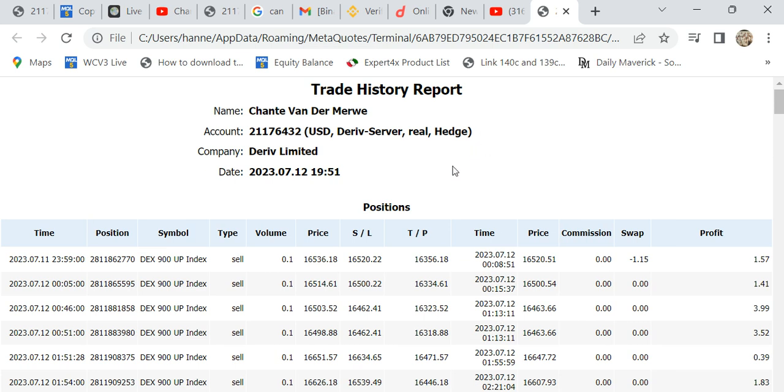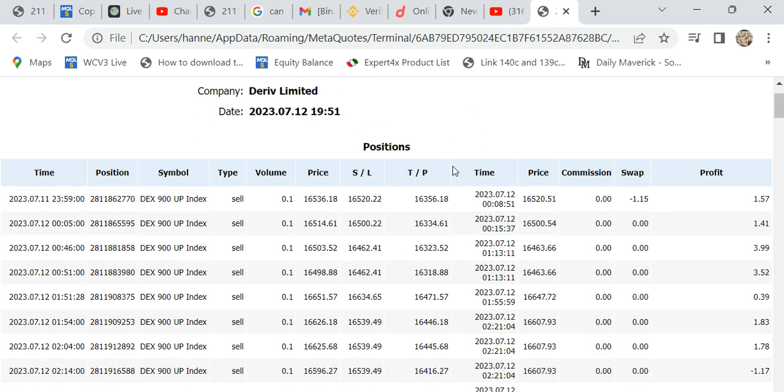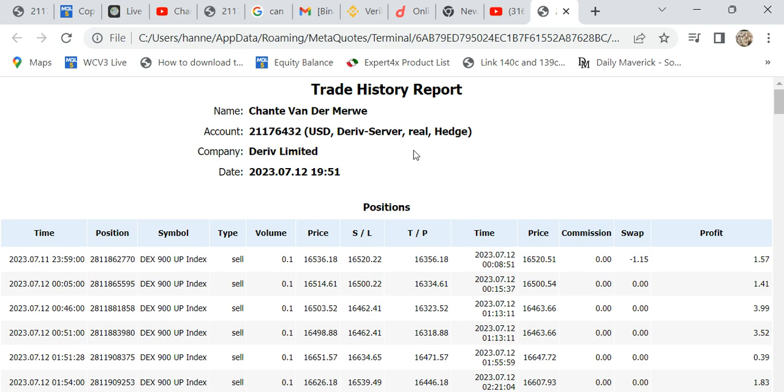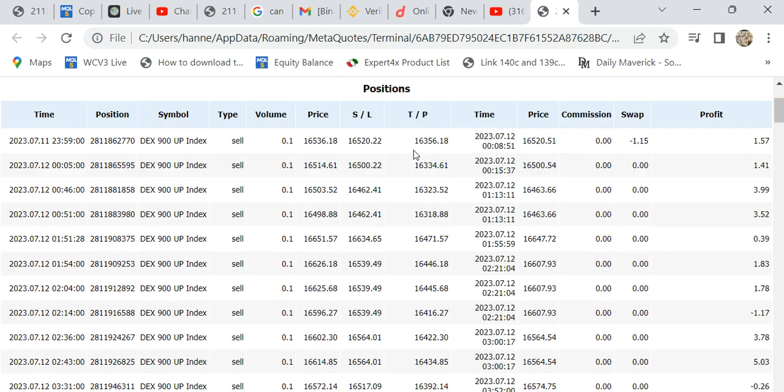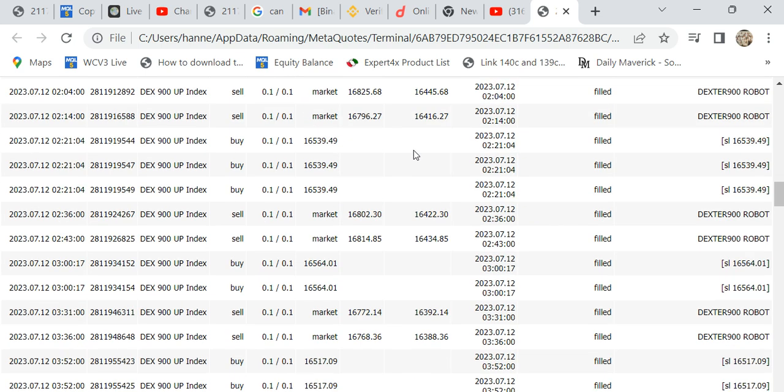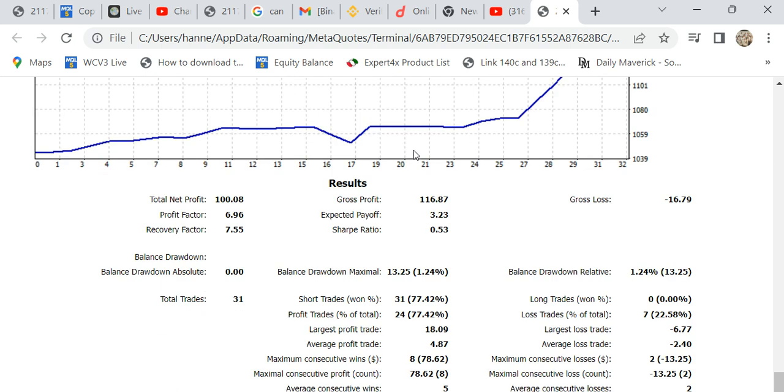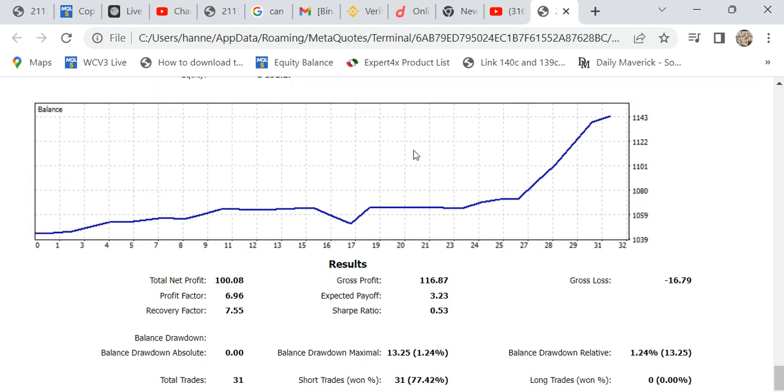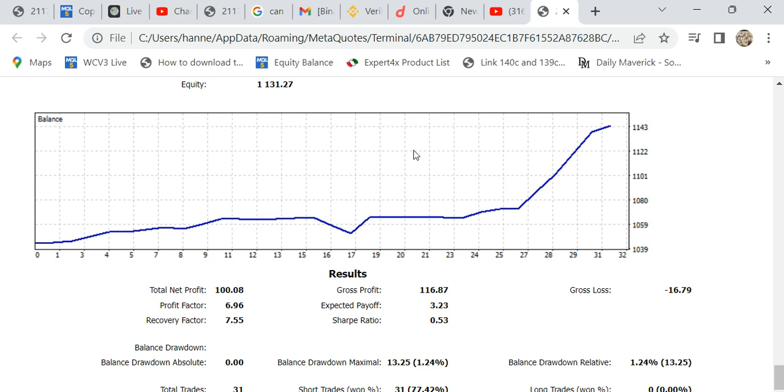If it's the first time, it will just go and it will show you. There you can see it's the live account. That's the VPS account. There we go, and we go right down, press the End key, you get to the bottom, and look there, there's your whole day. And you can now see that the total net profit after commission and all those costs is $100. The gross profit is 116, and the gross loss 16. This is very impressive. The ratio is very impressive.